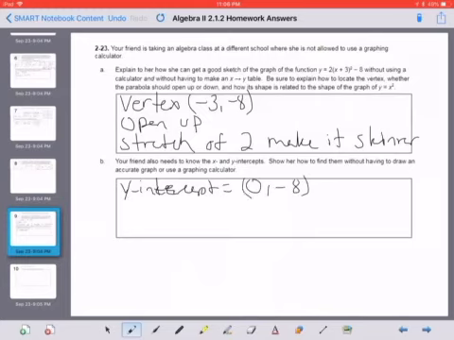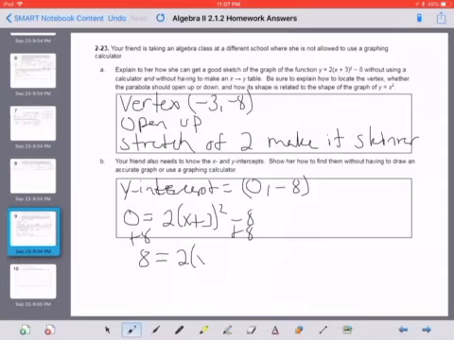And to find the x-intercepts, we just set y equal to 0. So we would do 0 equals 2 groups of x plus 3 squared minus 8. So we'd add 8 to both sides. So we get 8 equals 2 groups of x plus 3 squared, divide by 2. So we end up getting 4 equals x plus 3 squared.